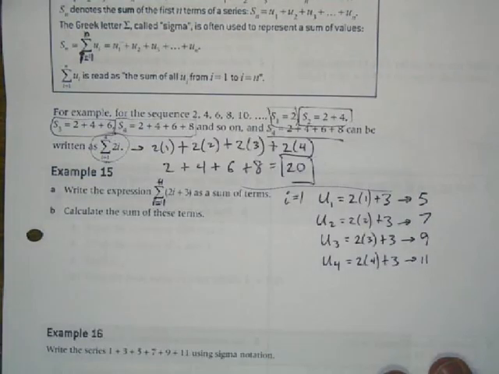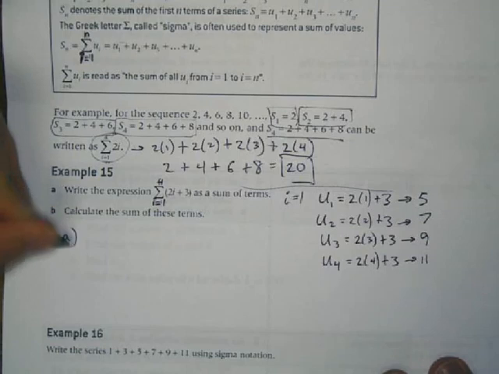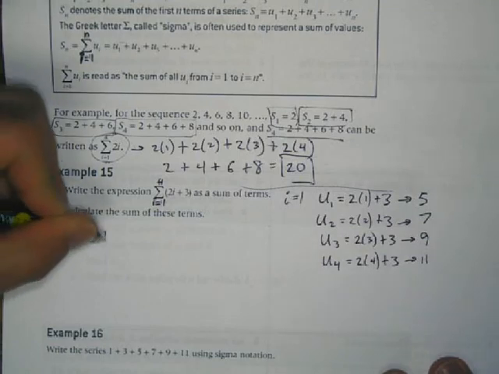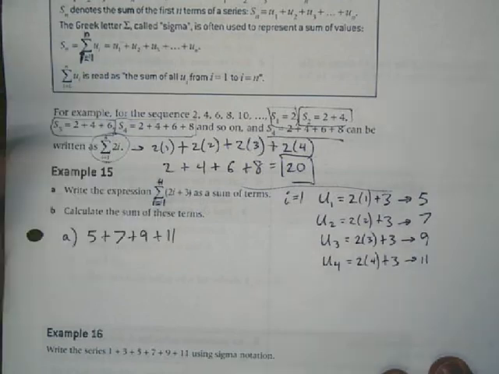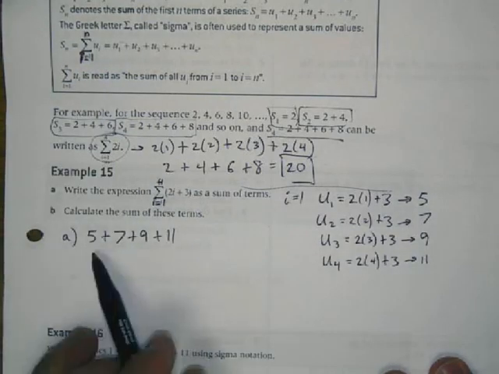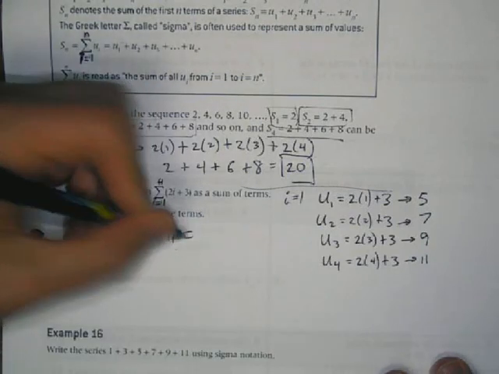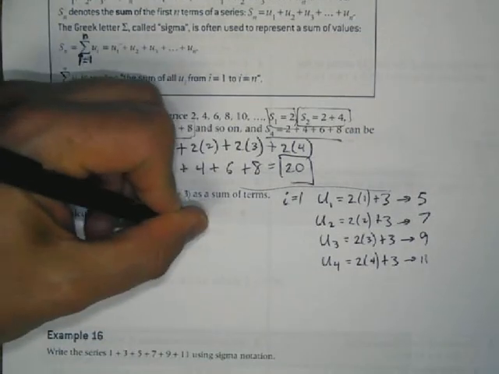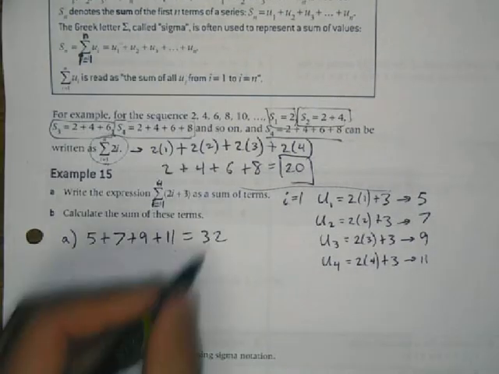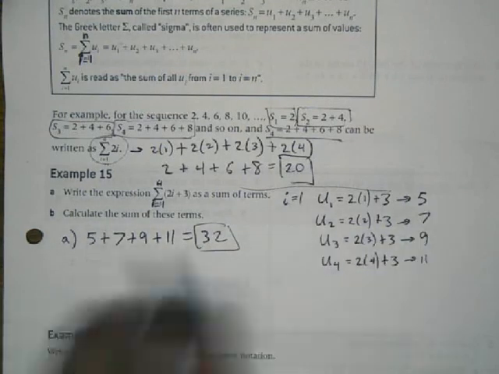Okay, so if we're going to write this as the sum of terms, we would say we have 5 plus 7 plus 9 plus 11. So whenever we're doing a series, we're adding the terms of the sequence together. And if I add all those together, we get 32. Okay. So one way of adding them together is simply to add them together.